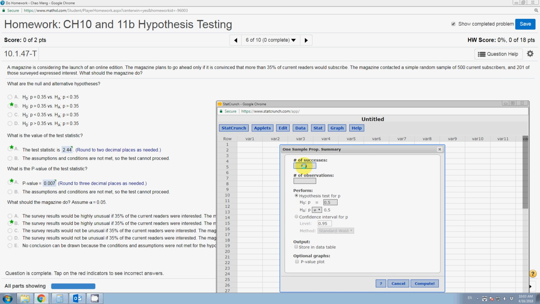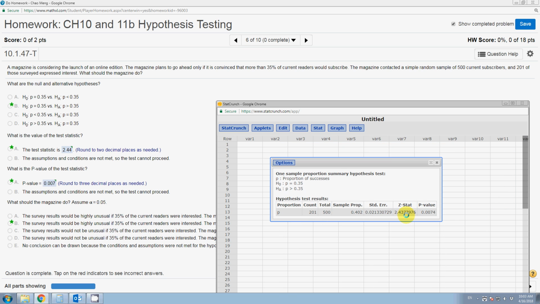The number of successes is going to be 201, and the number of observations, or the sample size, is 500. So the null hypothesis proportion is equal to 0.35, and the alternative is the proportion is greater than 0.35. Then let's click compute. Then we have the statistics. So that's our test statistic.